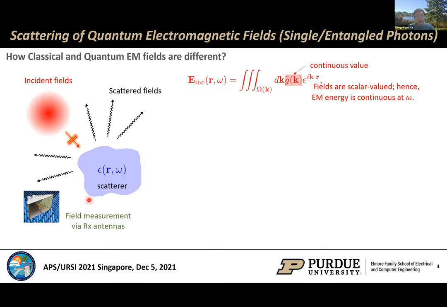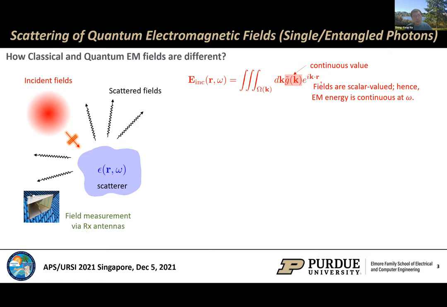So what is the difference between the classical and quantum electromagnetic field? Imagine a classical electromagnetic scattering problem, figure on the left. We may have an incident field that may be a plane wave or Gaussian beam pulse. Then these fields are going to be scattered by a scatterer that can be modeled by the well-known effective permittivity or permeability, and then it will generate the scattered field. We may want to measure the field by using receiver antennas.